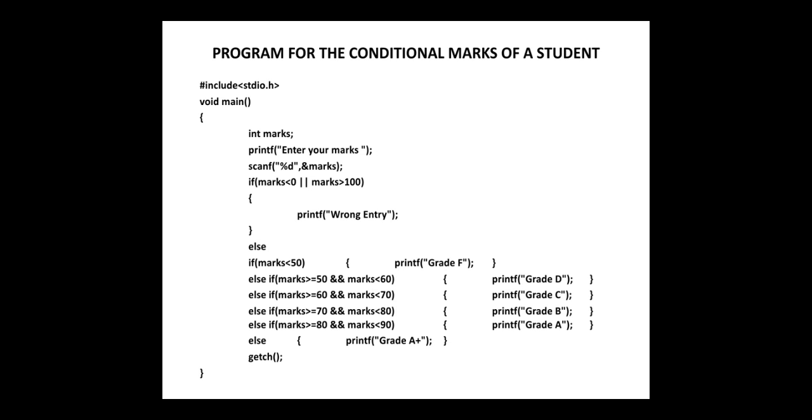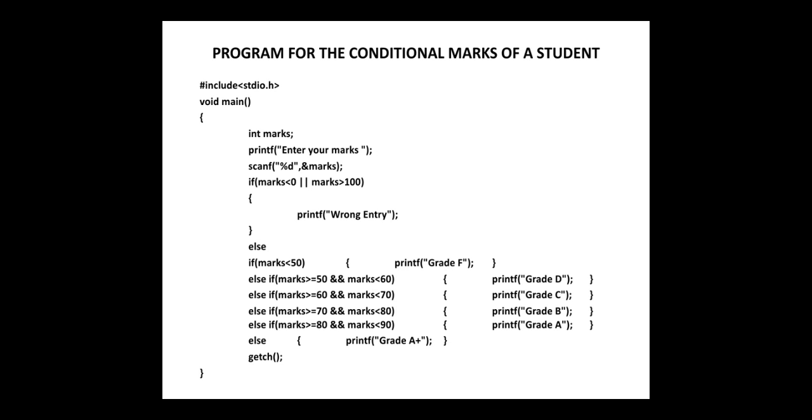As we know, the execution of a program starts from the main function. Here the local variable which I am using is marks, since the marks must be an integer data type, that is the whole number it is going to accept. Next statement is a printf, whatever I write within the double quotes, the same thing we are going to display on the output screen. Here I wrote enter your marks.